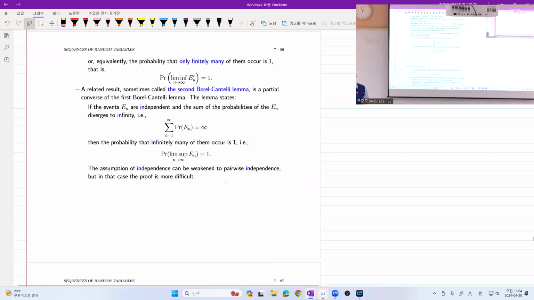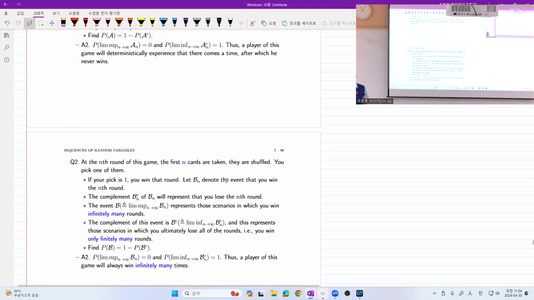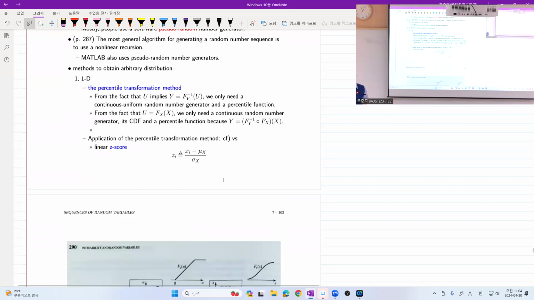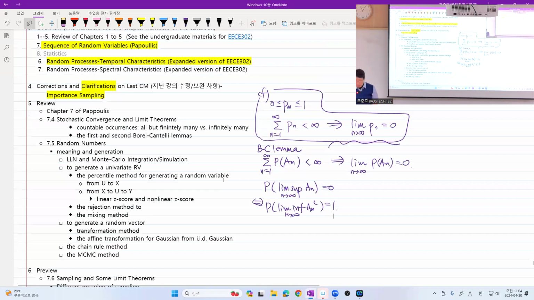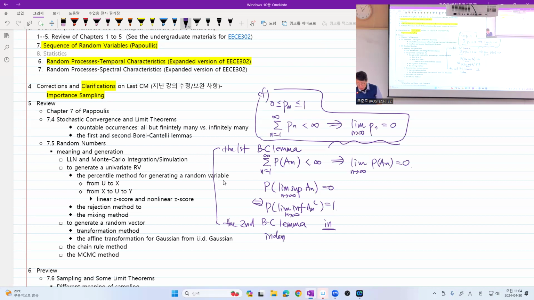As I told you, this result is very useful when you want to prove something converges almost surely. This is called the first Borel-Cantelli lemma. What about the second Borel-Cantelli lemma? The second one has independence of these events.